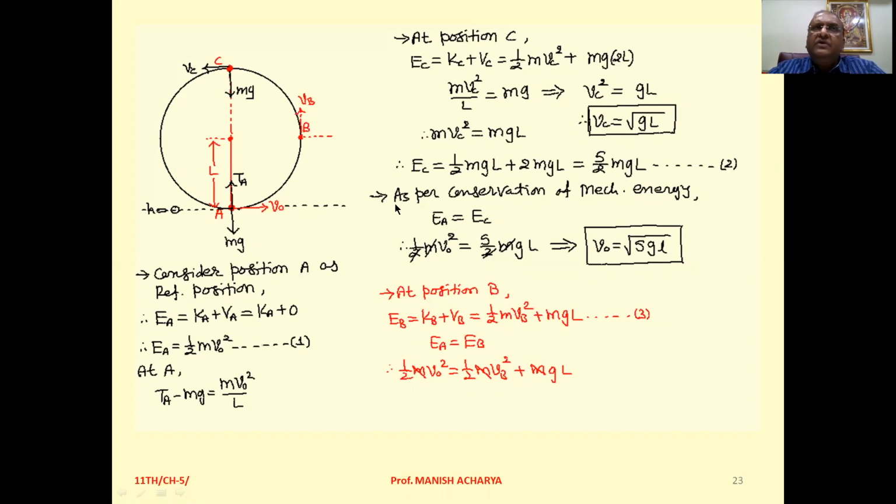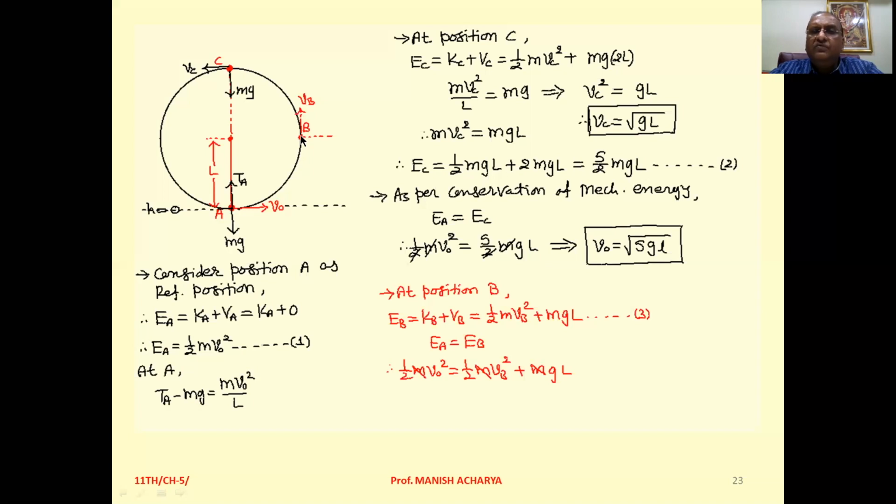Next step. As per the law of conservation of mechanical energy, the total mechanical energy remains constant. So the mechanical energy at A and at C are the same. Mechanical energy at A is half mv0 square, equation number 1. And the total mechanical energy at C, in equation number 2, we derived as 5 by 2 mgL. Comparing those two, half mv0 square equals 5 by 2 mgL, m cancelled, half cancelled. So v0 square is 5gL, so v0 is under root 5gL. This means the velocity at position A is also calculated.